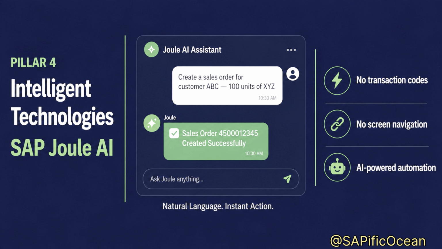Instead of navigating 15 screens to create a sales order, you tell Joule, create a sales order for customer ABC for 100 units of material XYZ with standard pricing. And it does it. Natural language, instant action, no transaction codes, no screen navigation. This is not the future, this is available right now. And consultants who understand how to configure and use Joule are commanding premium rates on every S/4 HANA project globally.